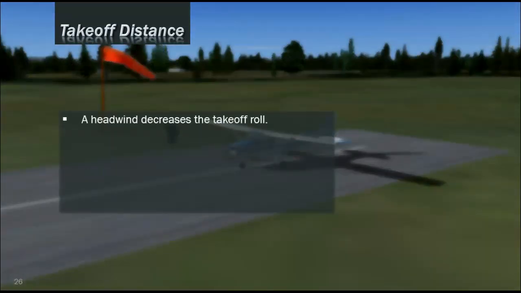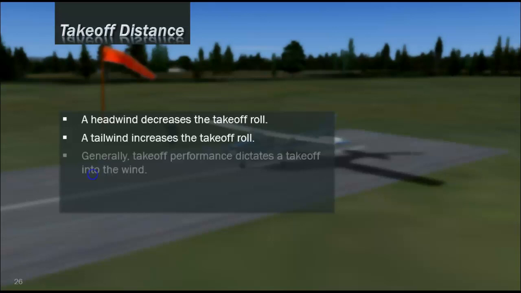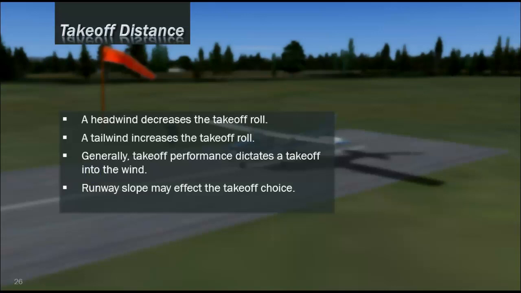Remember, headwinds decrease takeoff roll, so they actually increase takeoff performance. A tailwind increases takeoff roll, so a tailwind decreases takeoff performance. Generally speaking, you want to always try to take off into the wind as much as possible. And remember that runway slope can also affect takeoff choice.